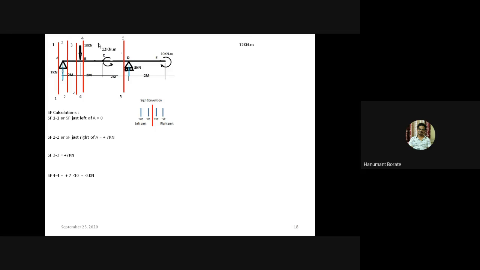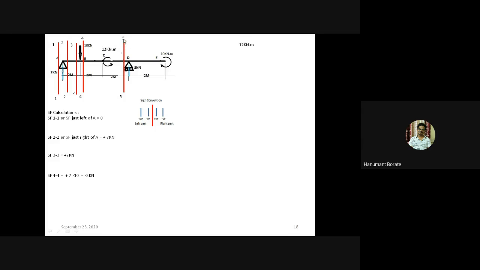Then for the concentrated moment, we need not take a section. If we take a section here, that is also okay, but our time will go, because here we need not take a section, right? If we take a section, the answer will remain the same. If we take a section just right of C also, the answer will remain the same, that is 7 kilonewton, because this moment doesn't affect the shear force.